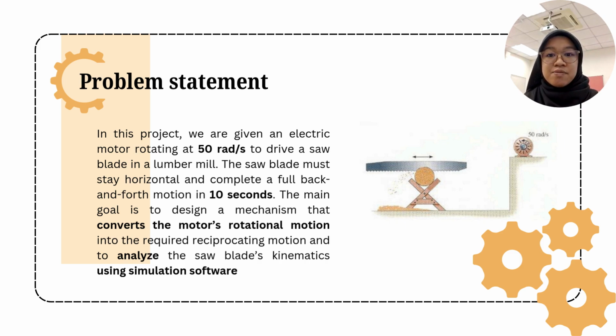Okay. So in this project, we were given an electric motor rotating at 50 radian per second to drive a saw blade in a lumber mill. The saw blade must stay horizontal and complete a full back and forth motion in 10 seconds. The main goal is to design a mechanism that converts the motor's rotational motion into the required reciprocating motion and analyze the saw blade kinematics using simulation software.